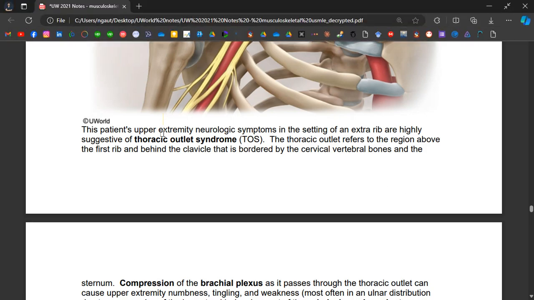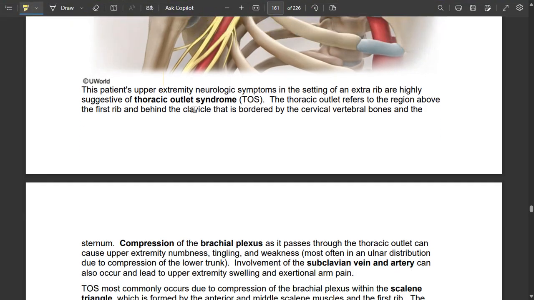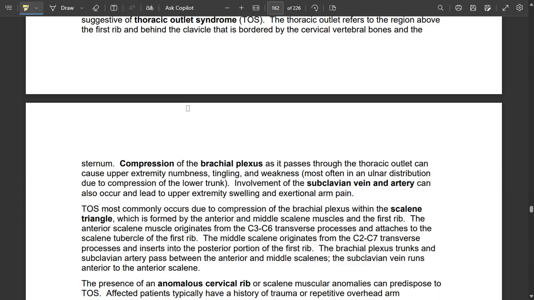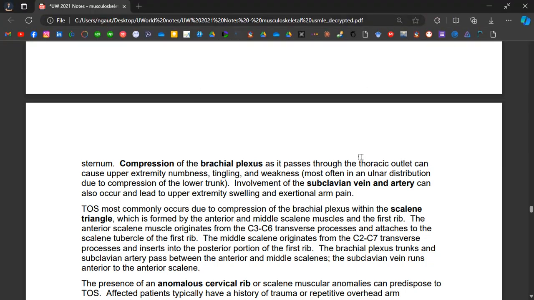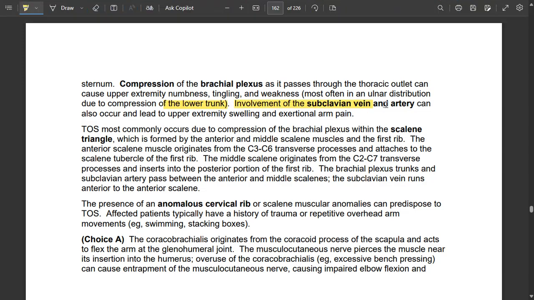This is because the thoracic outlet lies above the first rib and beyond the clavicle, bordered by the cervical vertebral bones and the sternum. Compression of the brachial plexus as it passes through the thoracic outlet can cause upper extremity numbness, tingling, and weakness, most often in an ulnar distribution due to compression of the lower trunk. Involvement of the subclavian vein and artery can also lead to upper extremity swelling and exertional arm pain.